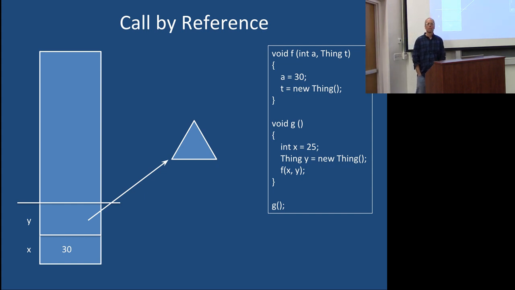Yeah? Why doesn't X point to somewhere in memory that stores 30? Okay. He's asking why does X not point to some place in memory, an object that contains 30?